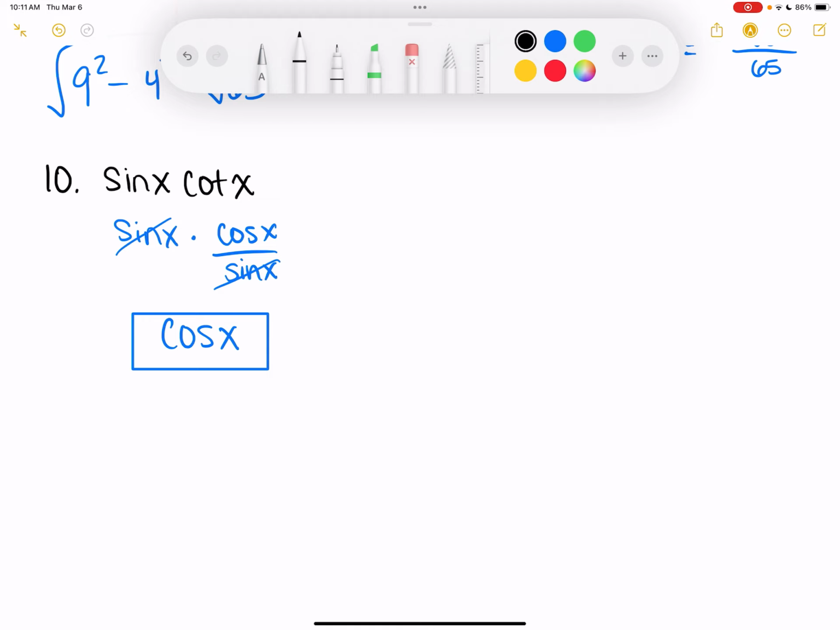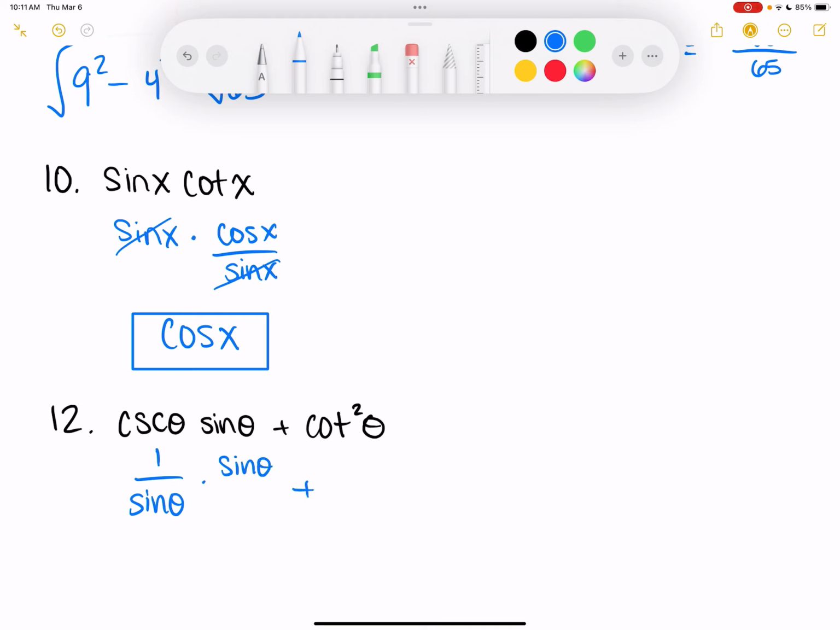All right, 12. Cosecant of theta times the sine of theta plus cotangent squared of theta. All right, so the first thing I'm always going to do is see if there's something I can rewrite to cause things to cancel. Can I rewrite cosecant in terms of sine? Yes, 1 over sine theta. So 1 over sine theta times sine theta plus cotangent squared of theta. The sine thetas cancel, so I'm left with 1 plus cotangent squared of theta.